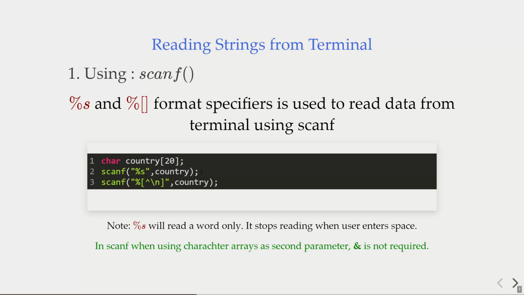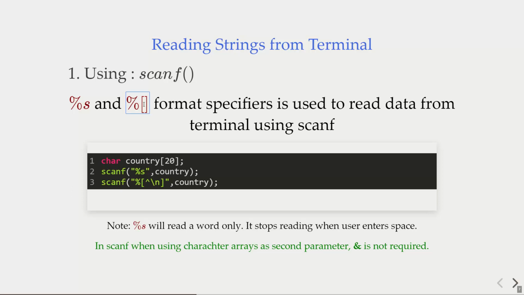Now to resolve that, C also provides you with a second format specifier, which is percentage and square brackets. This particular format specifier will keep reading whatever characters you keep on typing.